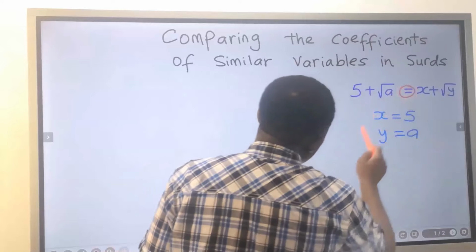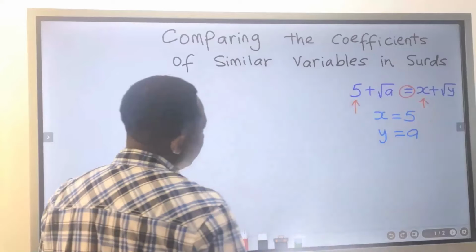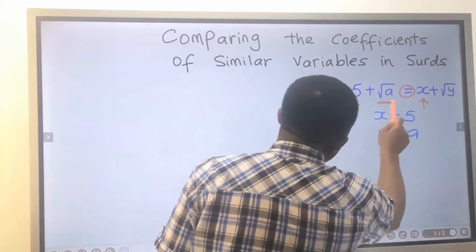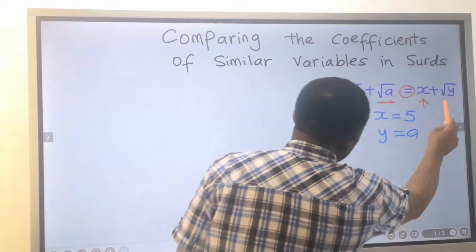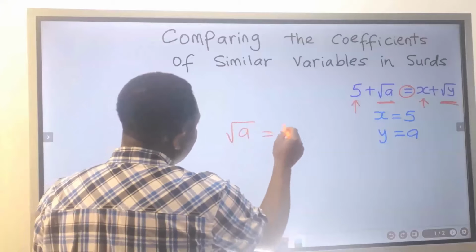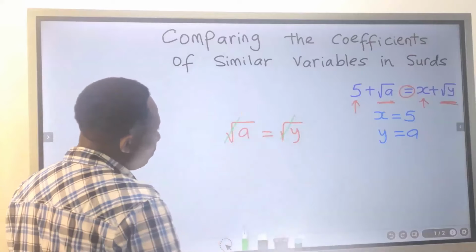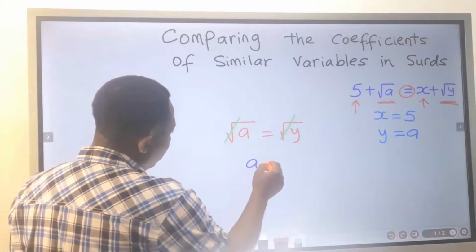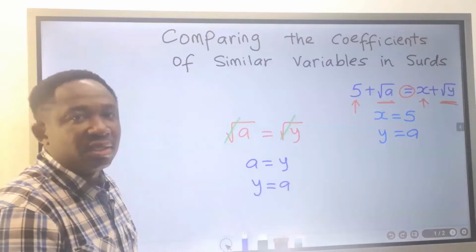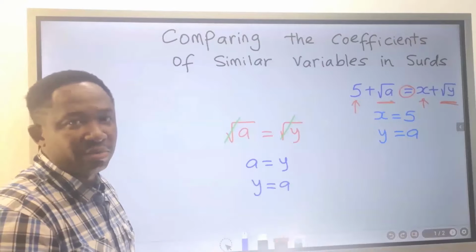On both sides of the equal sign, 5 and x have no square root. We're going to compare those without square root. And a has a square root and y has a square root. We're going to compare the square root of a is equal to the square root of y. Square root will cancel out on both sides, and a is y or y is a. This is the basics of comparing coefficients of similar variables.